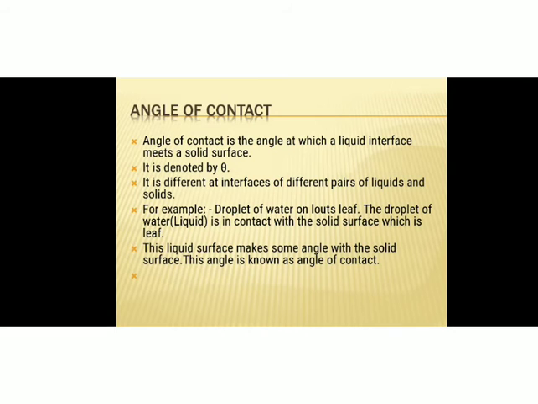Children, next we can discuss another concept, that is angle of contact. What do we mean by angle of contact? Angle of contact is the angle at which a liquid interface meets a solid surface, and it is denoted by theta. It is different at interfaces of different pairs of liquids and solids. For example, a droplet of water on a lotus leaf. The droplet of water is in contact with the solid surface, which is a leaf, and this liquid surface makes some angle with the solid surface. This angle is known as the angle of contact.